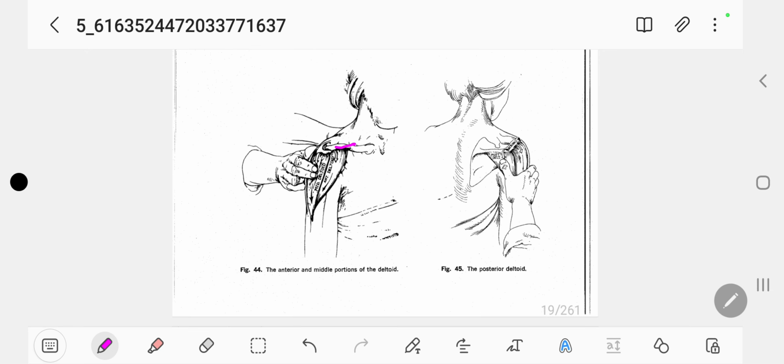Here we are palpating the entire deltoid muscle, the anterior portion, the middle deltoid and the posterior deltoid. The spine of the scapula is palpable and it is difficult to separate it. The spine of the scapula, below is the deltoid and above is the trapezius throughout.